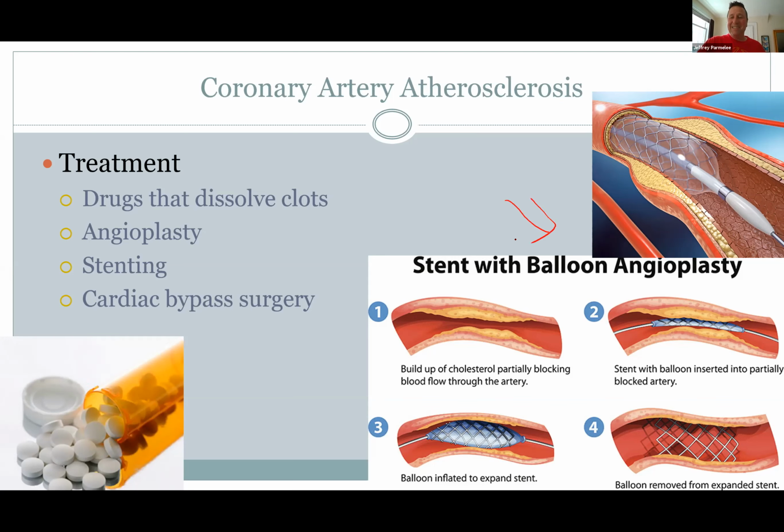It's when you put in a balloon, then you inflate it and it opens up the artery. In this case, they have a stent, which is a kind of sleeve that goes in and will open it. Then they remove the catheter, and the stent remains. So angioplasty gets in there. If there are a lot of blockages, there's also cardiac bypass surgery. I'll show you a picture of that, where they bypass the area.